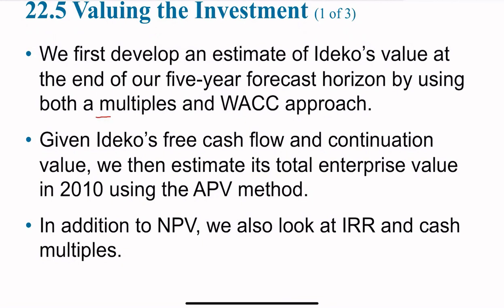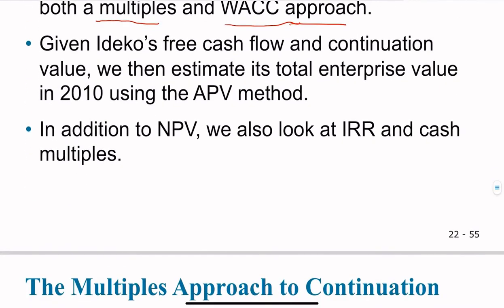So here we use the multiple approach. It basically means you will use the firm's valuation ratios to estimate the firm's terminal value after 5 years. WACC approach, well, that's easy. It's just a WACC method. And then after getting the firm's terminal values after 5 years, using the estimation of the firm's free cash flow, we will be able to calculate the firm's value using the APV method. Okay, I guess now it's confusing.